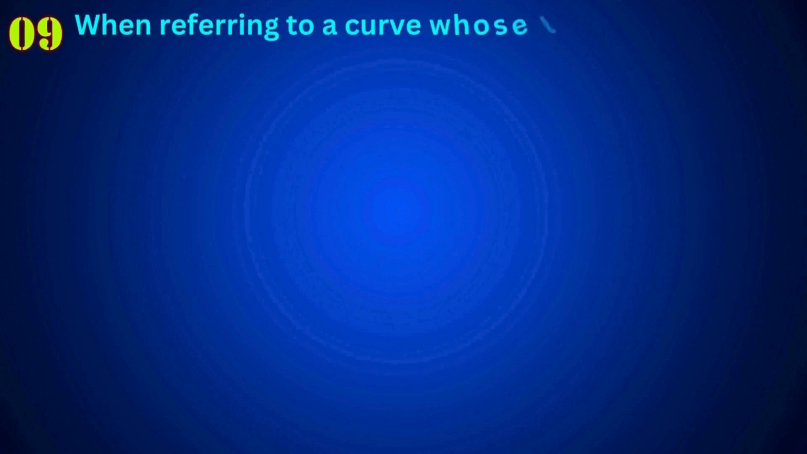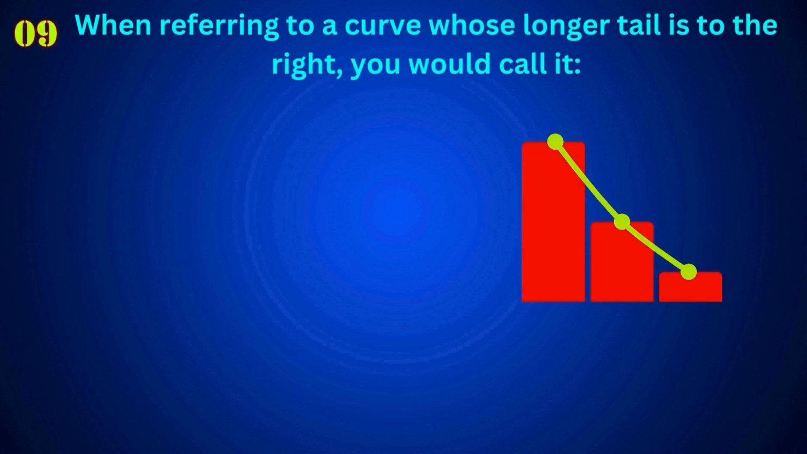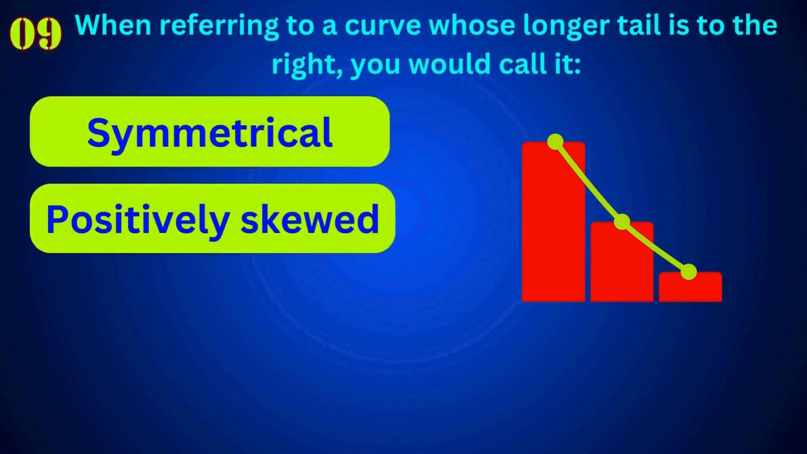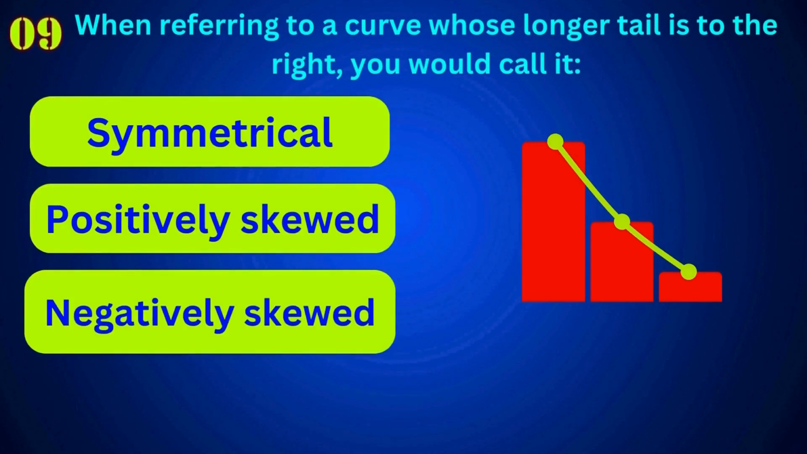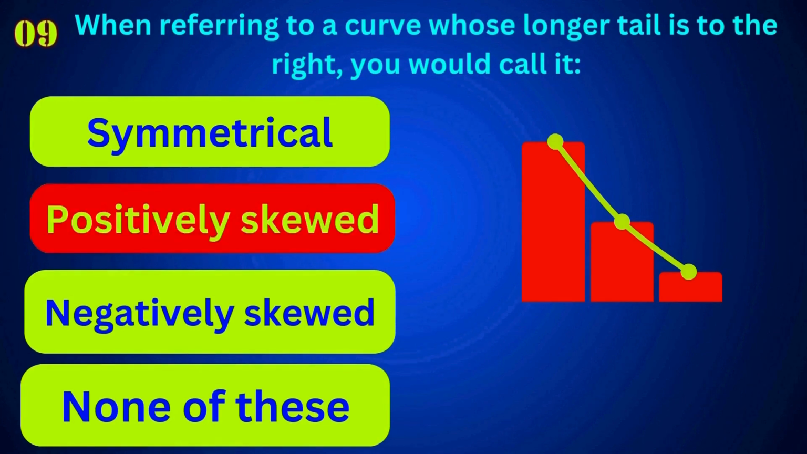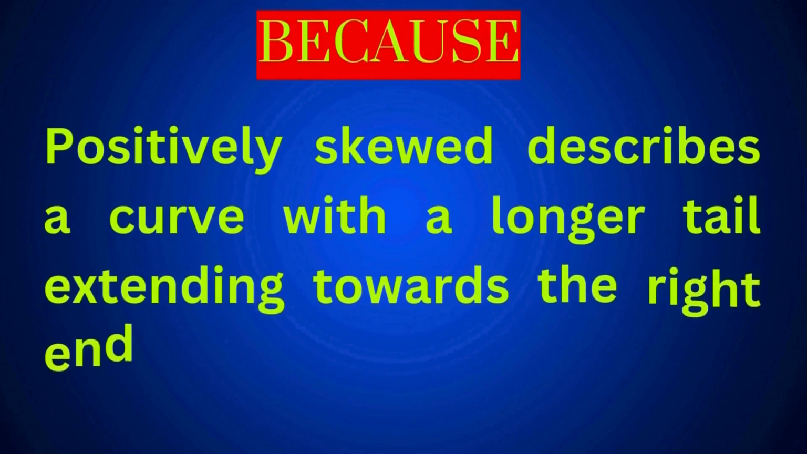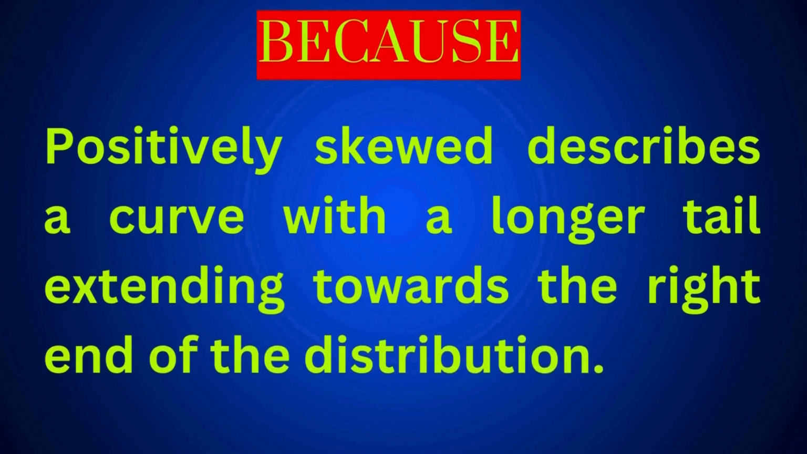When referring to a curve whose longer tail is to the right, you would call it. Options are symmetrical, positively skewed, negatively skewed, none of these. Right option is: positively skewed, because it describes a curve with a longer tail extending towards the right end of the distribution.